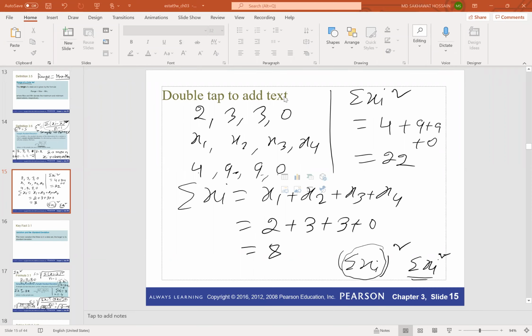Is it clear? What is the difference between xi and sigma? Okay, xi denotes the observations. That means if you look here, x1 means the first number, x2 means the second number, x3 means the third number, x4 means the fourth number. And the notation sigma is actually summation. That means the addition of the numbers, the sum of the numbers. So is it clear now?